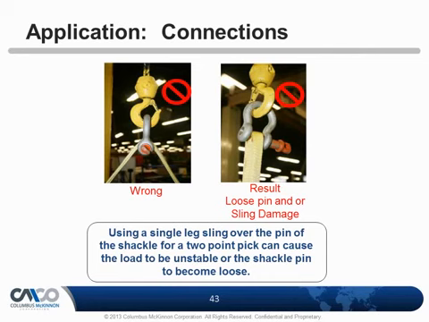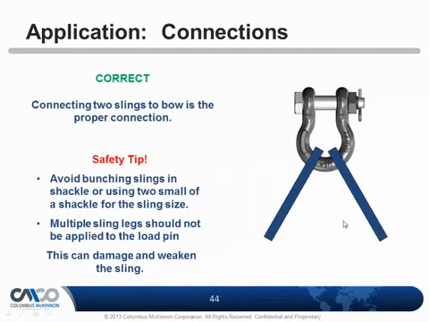Don't loop slings through the eye of the shackle or on the pin, because that can loosen up the pin. And also, that's a very unstable load by doing that. If you have an offset center of gravity, you're not going to have much load control. So really, we don't recommend that type of rigging practice. So the correct way is the proper connection.